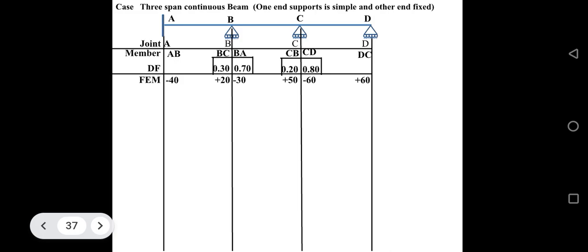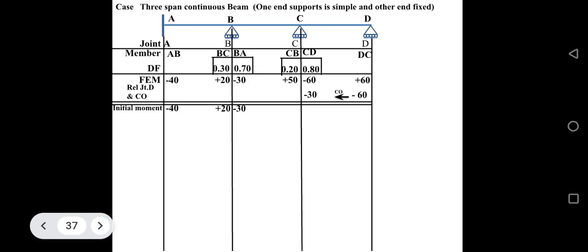Now, end A is fixed, which we should not release, but end D is simple, that is to be released by applying a moment equal in magnitude and opposite in sign. And as soon as you apply some moment, half the moment with the same sign needs to be carried over, and then you can write the initial moments. So you can write here the initial moments as they are, just the addition. You can observe the initial moments are minus 40, plus 20, minus 30, plus 50, minus 90 and 0.